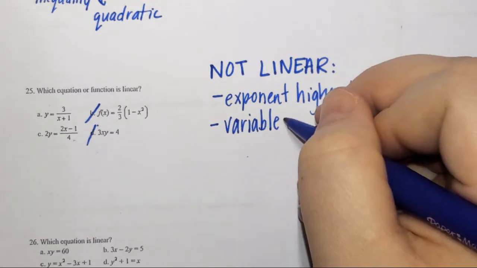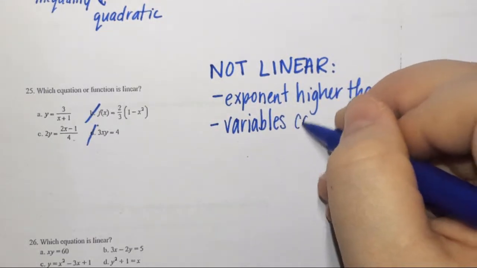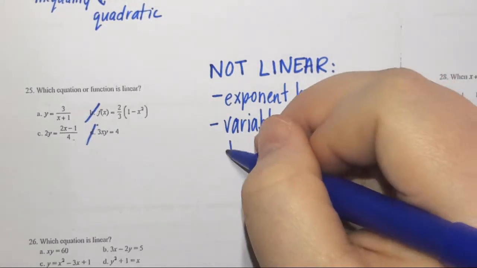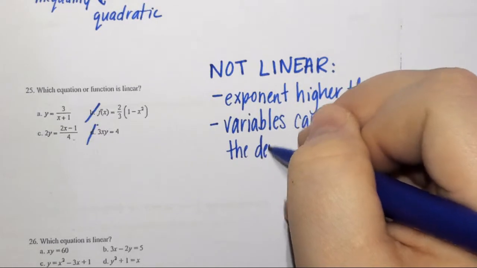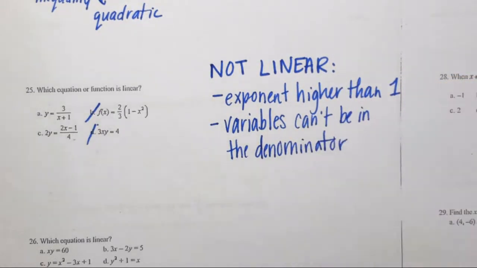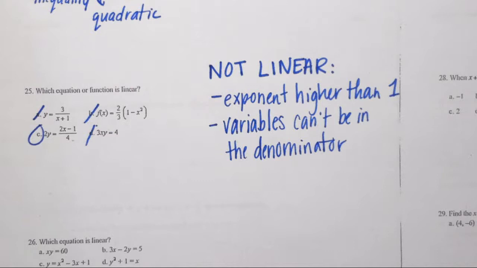Variable, or variables, can't be in the denominator. We had a whole big thing about variables can't be in the denominator. So it's not A. 2 did end up getting the point all along.